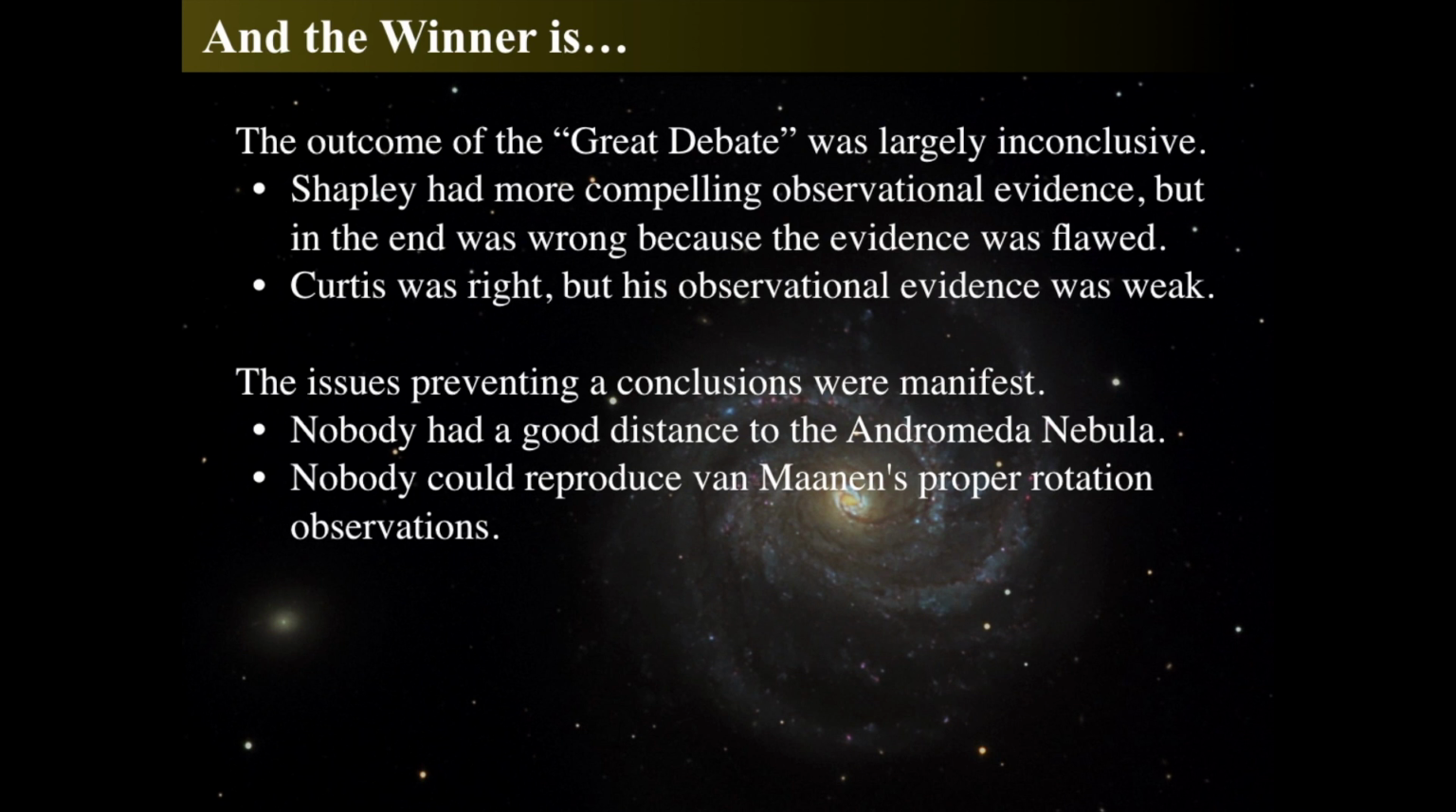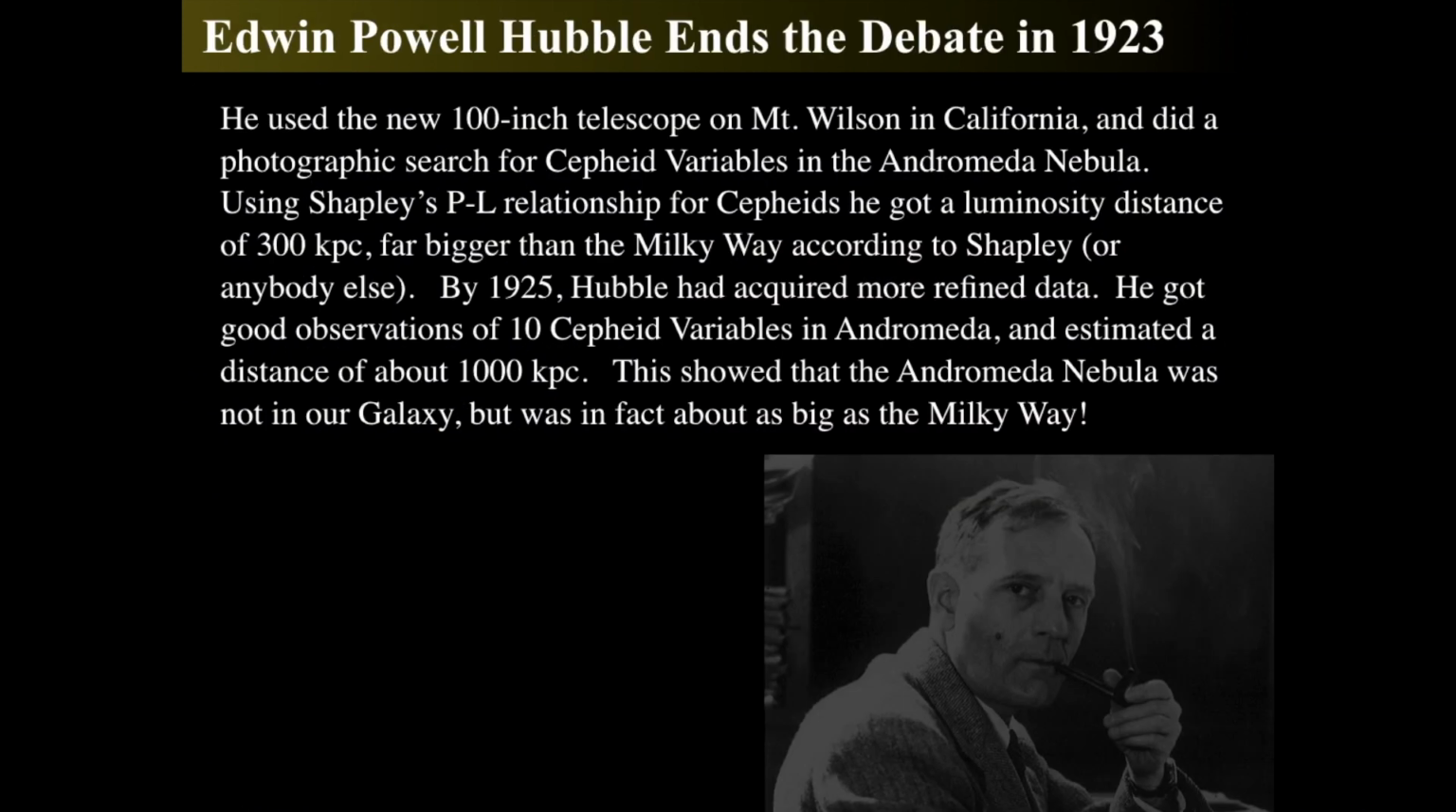So it was still inconclusive, but the big problem was nobody had a good distance to the Andromeda Nebula, and no one could reproduce Van Maanen's proper motion of M101. Nobody could. Hint: because it's so far away, nobody ever would. So it was a mistaken observation, so darn him. And it didn't take long. Three years later, Edwin Powell Hubble ends that debate.